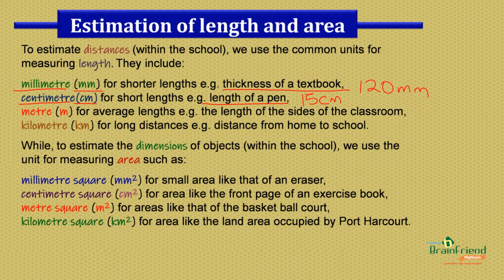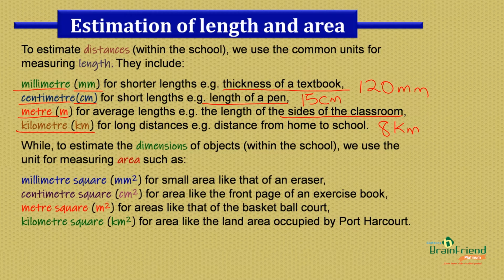Next, we have the meter, written as m for short. We use this in measuring average lengths. For example, the length of the sides of the classroom. Now, you can measure the length of your classroom using a tape and recording your answer with the appropriate unit. The next unit is kilometer. It is written as km for short. We use this for long distances. For example, the distance from home to school. Now, I'm going to give you an estimated value of 8 kilometers.